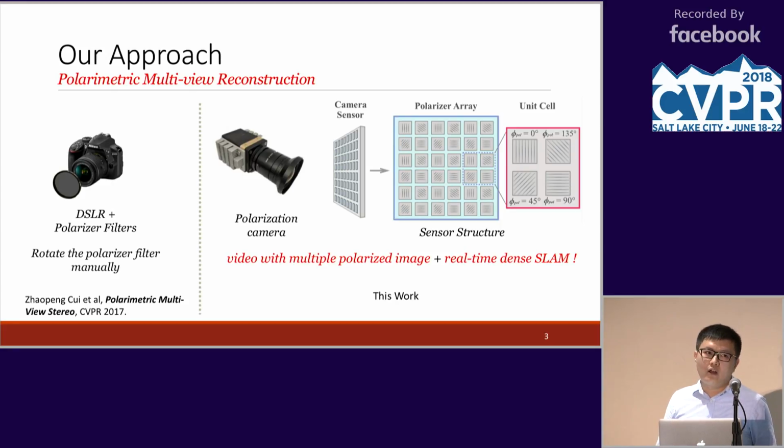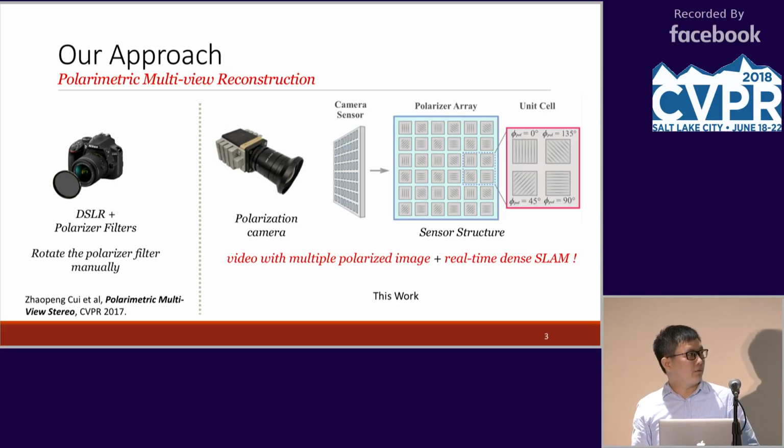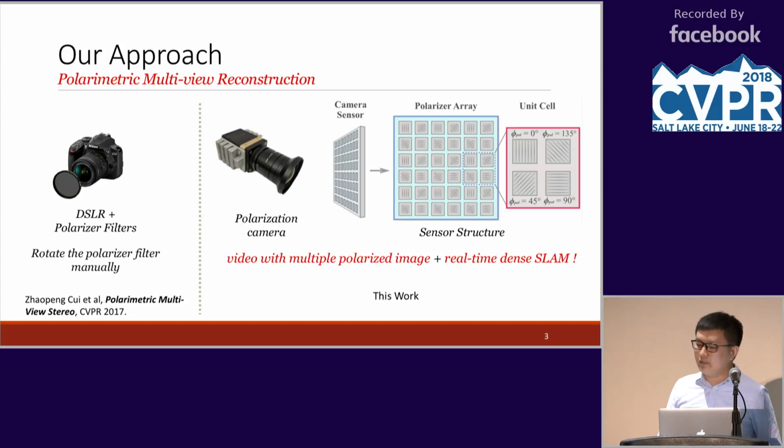Last year, at CVPR, we presented a polarimetric multi-view stereo where the data is captured with a DSLR camera mounted with a polarizer filter in front of the lens. This year, we use a novel camera. It is called the polarization camera. And we try to generalize the task of multi-view stereo to dense monocular SLAM.